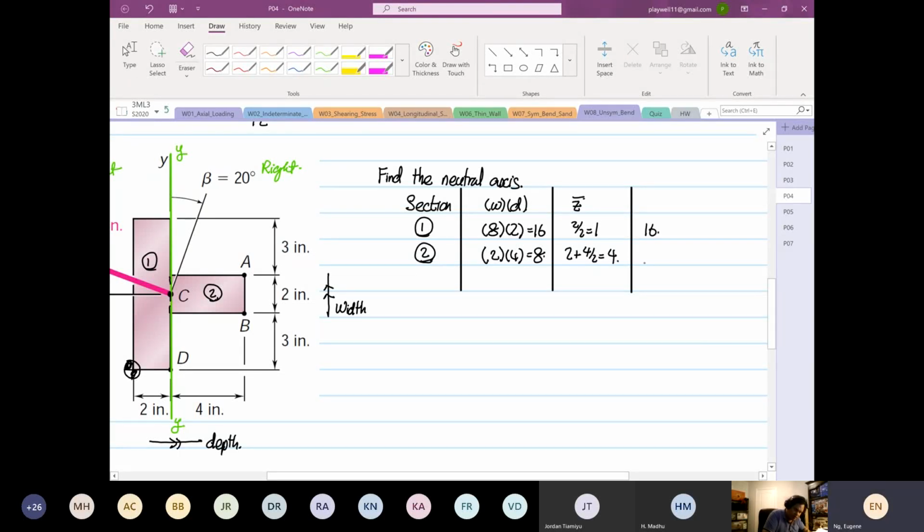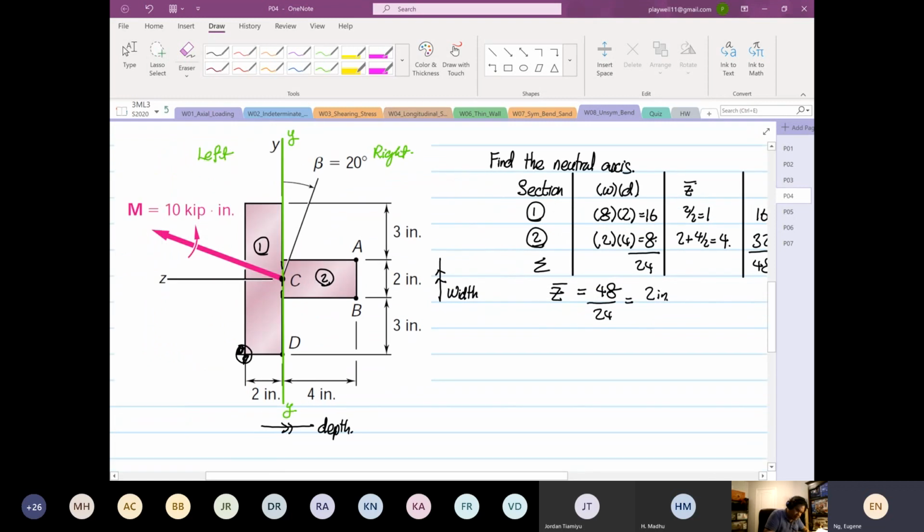8 times 4 is 32. You sum them up. So this is 16 plus 8 is 24. This is equal to 48. So the Z bar is equal to 48 divided by 24. So this is equal to 2 inches.